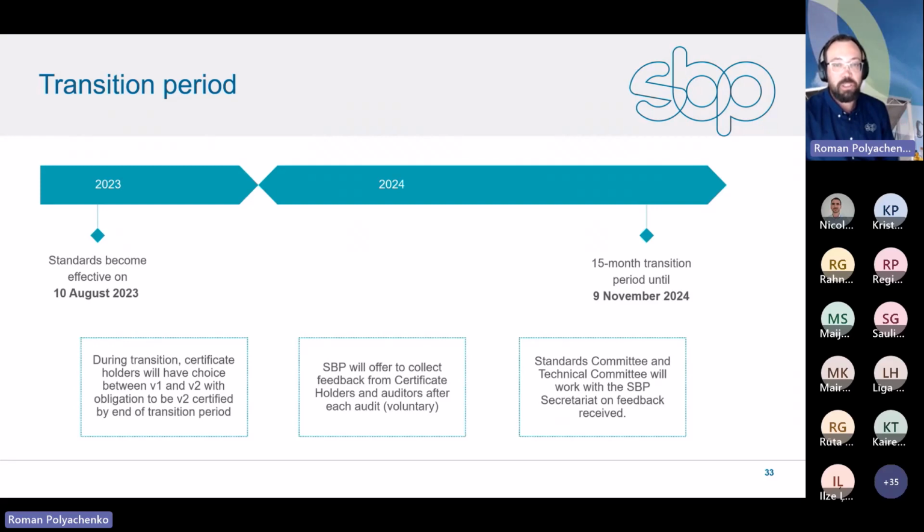During the transition period, certificate holders have the option to choose either version 1 or 2 of the standard. But there is an important thing: all certificate holders shall be compliant with version 2 of the revised standards by the end of the transition period, which is 9th of November 2024.